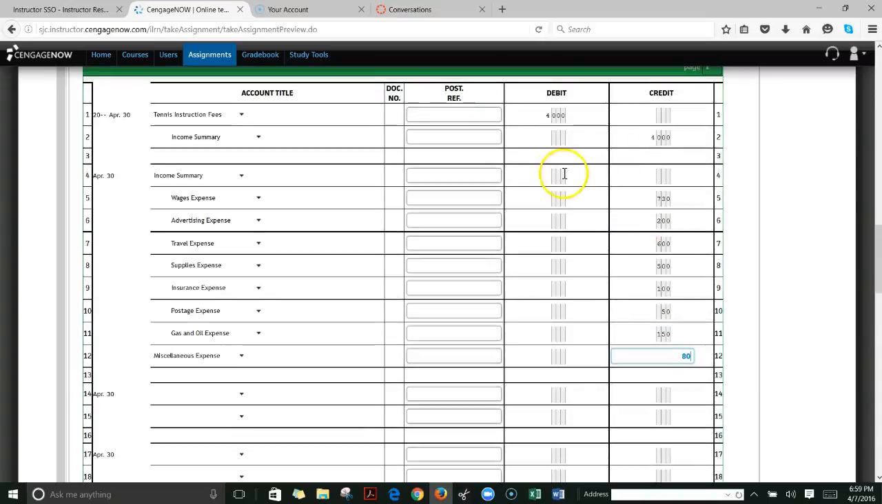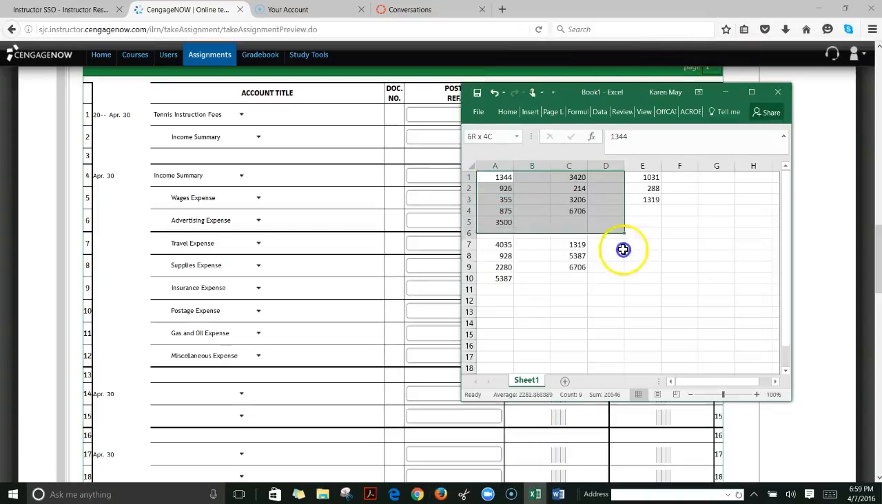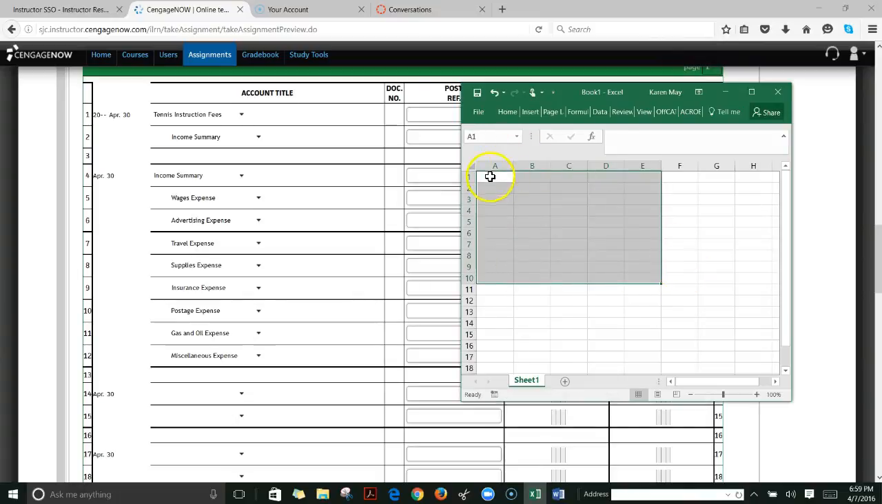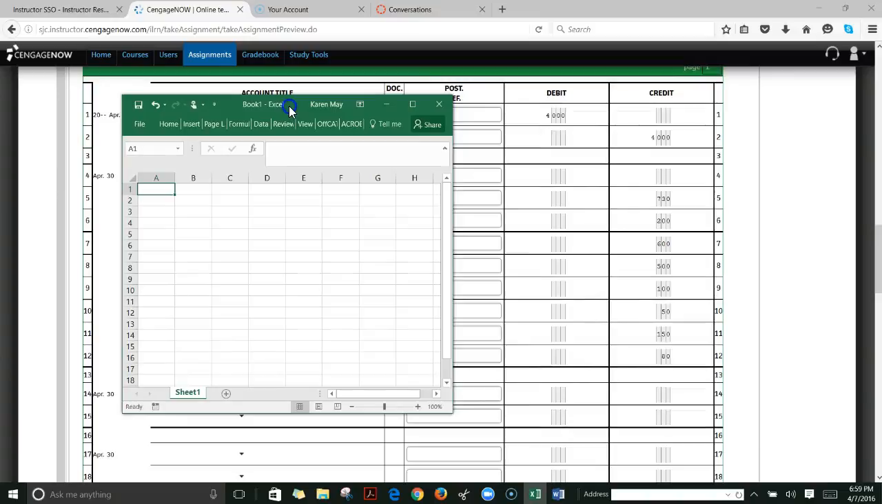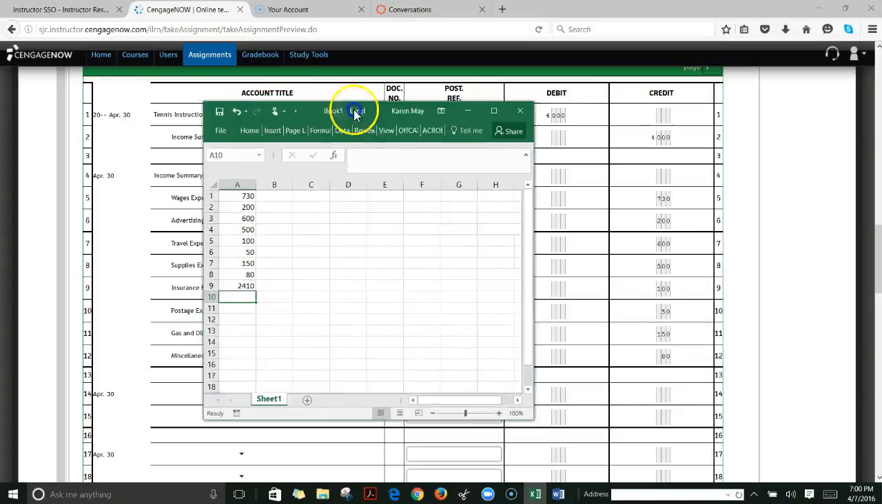Okay, and once I've done that, I need to now total all those to get my debit amount that I'm going to put here. So I'm going to clear my spreadsheet from my last problem, and I want to add all of those. So I'm going to put 730, 200, 600, 500, 150, 150, and 80, and sum those for 2410. I just real quickly want to check and make sure that I didn't input a number wrong. Easier to find the errors as you go than at the end.